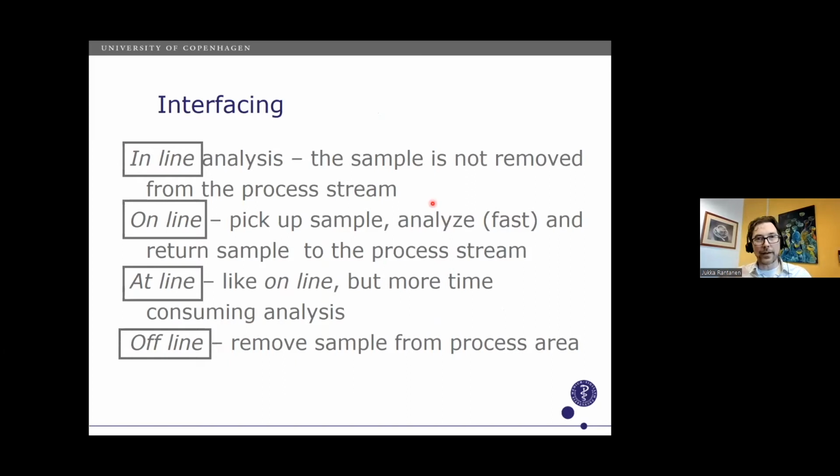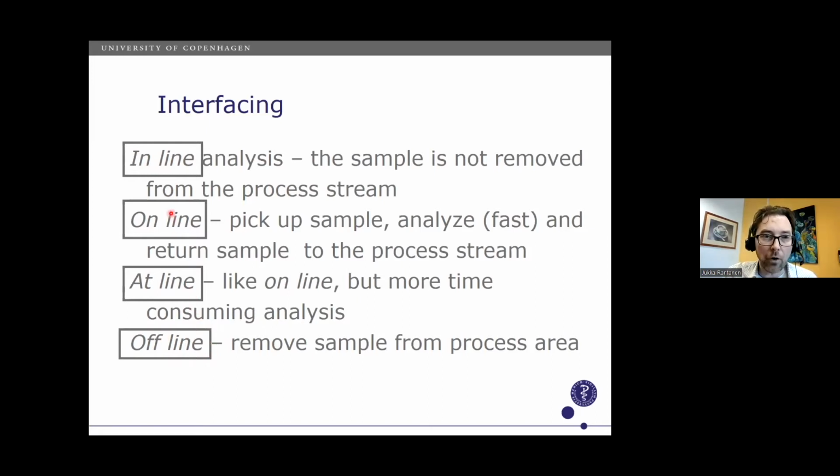When you are interfacing with the processes, interfacing with the moving material, there are a few terms that need to be defined. You can do inline analysis, online, at-line, or offline analysis. If we start from the bottom, offline is referring to a classical scenario, where you collect a sample and then take it to the lab and then measure it maybe next week. And then you have your measurement. The typical analysis is maybe wet chemistry, like an HPLC type of measurement.